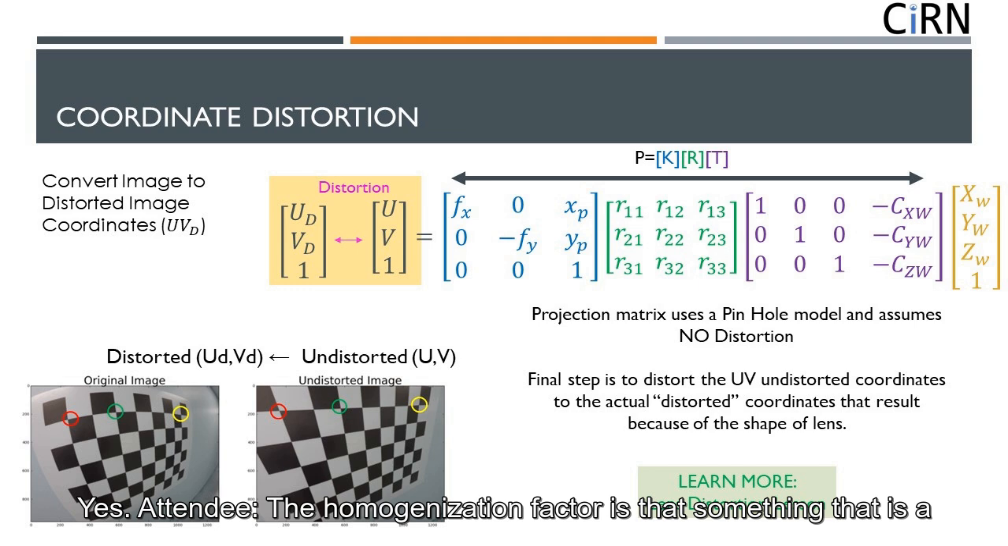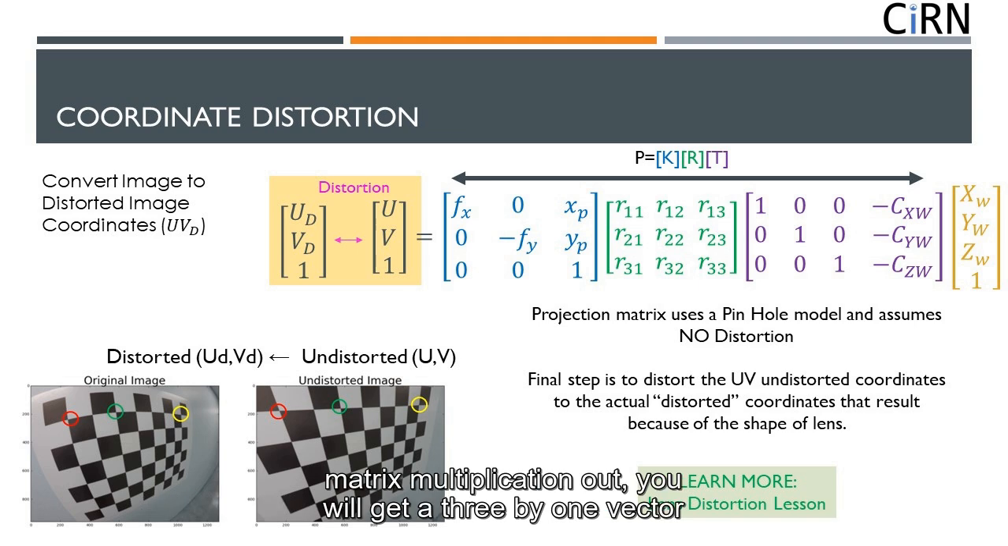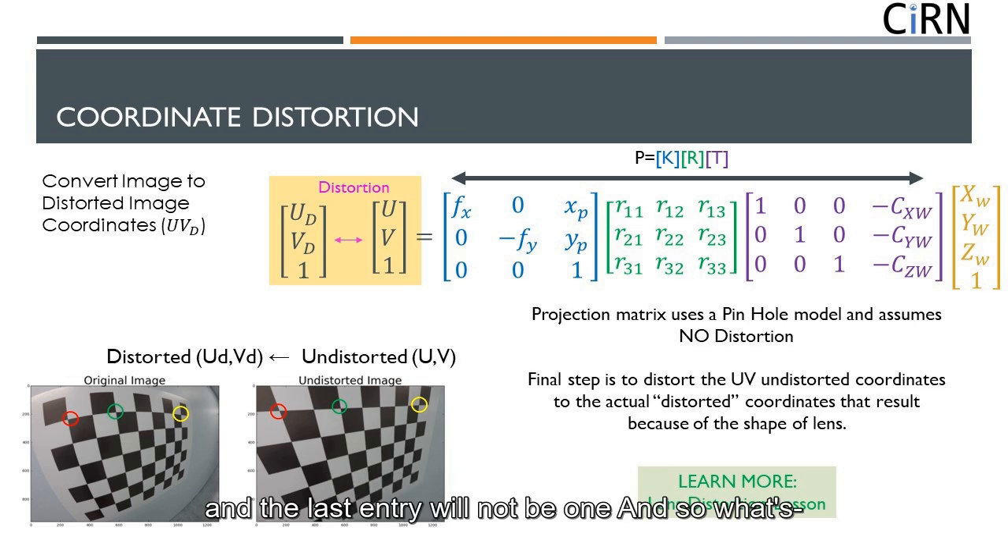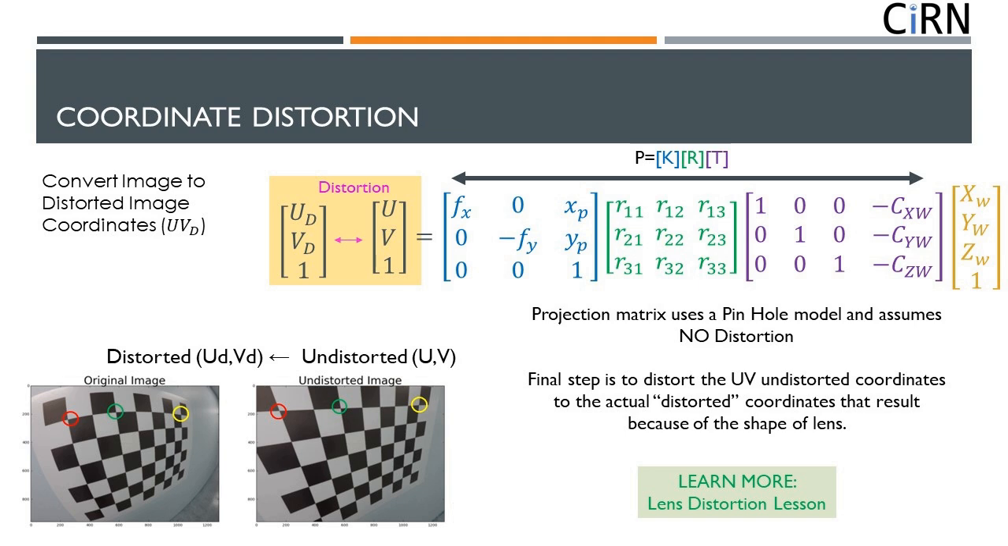Okay. Yes. The homogenization factor, is that something that is a function of like where the pixel is? I'm sure it's a single value. It's so the homogenization is basically when you do this matrix multiplication out, you will get a 3x1 vector, and the last entry will not be 1. And so you just scale it to be 1. It's not one value for the entire image, though. Like each pixel. Every pixel. Yeah. Yep.